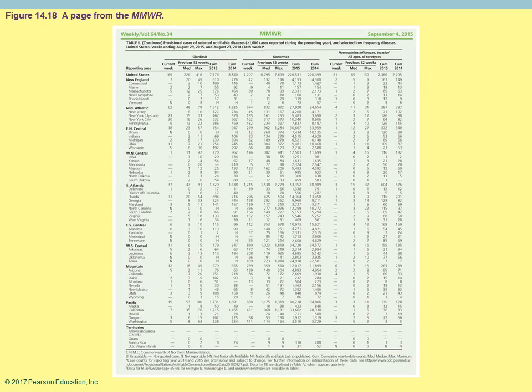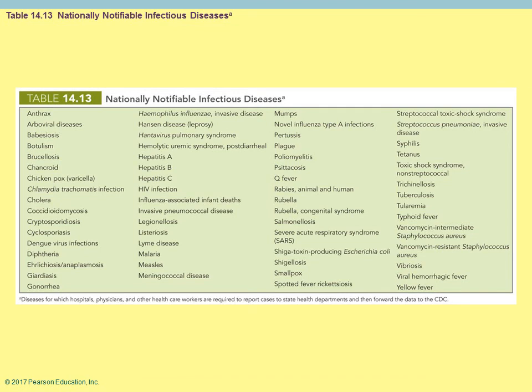And this just shows some of the reporting. There are certain infectious diseases that are usually reported to the CDC. They're required to report these to give us an idea of the numbers. Are we leading towards an epidemic or not? Is it just sporadic cases? And as you can see, there are several different ones listed here.